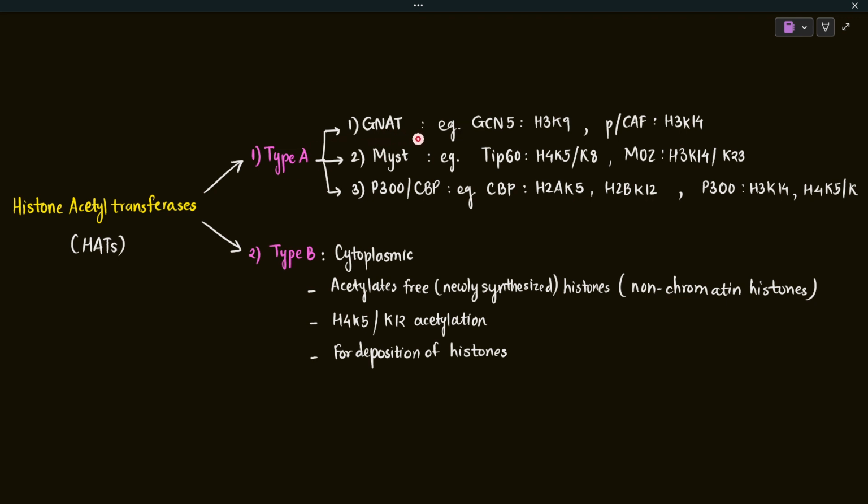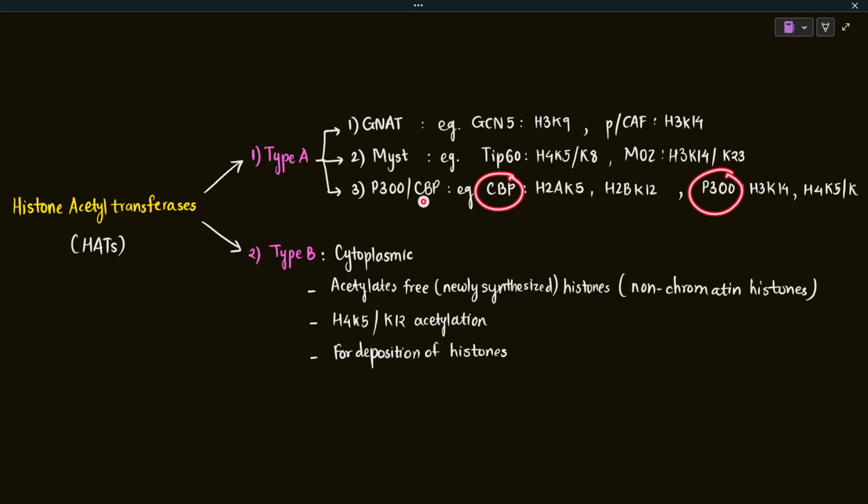They are further divided into GNAT, MYST, and P300 or CBP. GNAT has examples GCN5 and PCAF. These are grouped in different categories because they work on different lysine residues. Here you can see GCN5 works on H3K9, while PCAF works on H3K14. The MYST has examples TIP60 and MOZ, where TIP60 works on H3K4 or K8 lysine residue, while MOZ works on H3K14 or K23 residue.